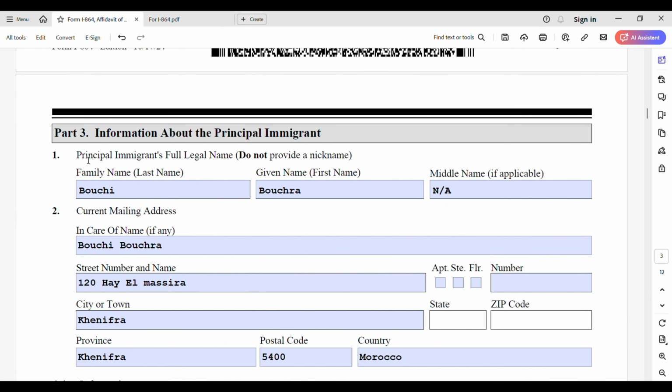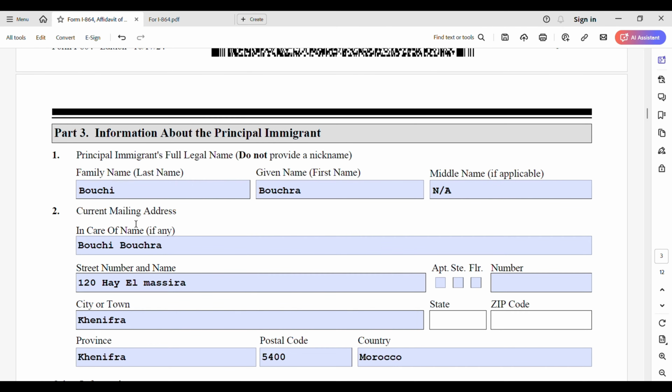Now, let's go to Part 3, which is information about the principal immigrant. Now, we are switching to the person you are sponsoring, called the principal immigrant. Question number 1, principal immigrant's name. Do not provide a nickname. Family name, it's Bushi, that's the last name. First name or given name, it's Busha. Middle name, NA, or leave it blank.